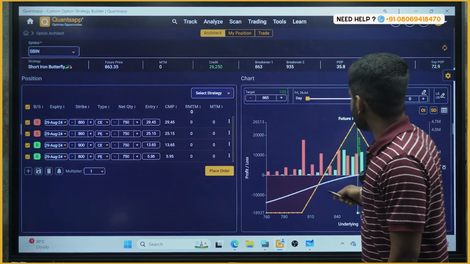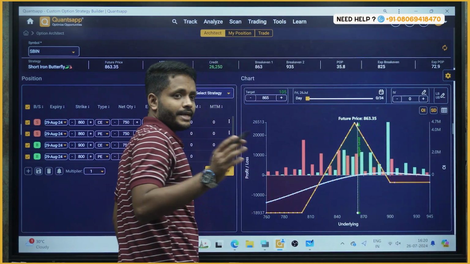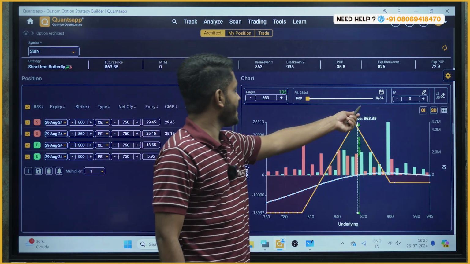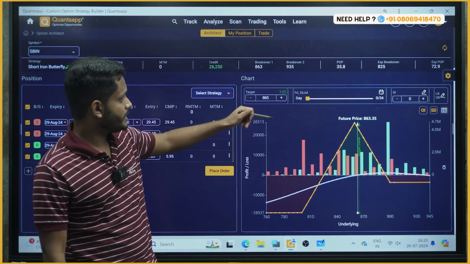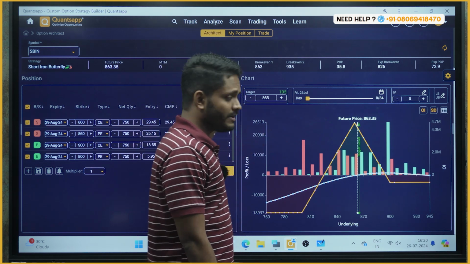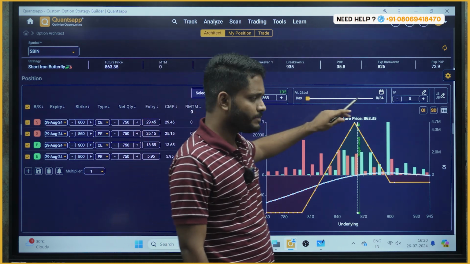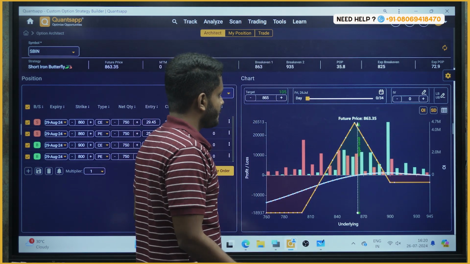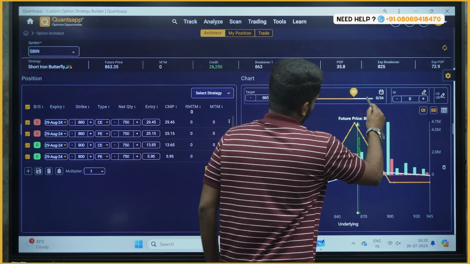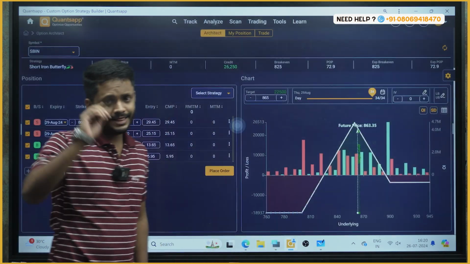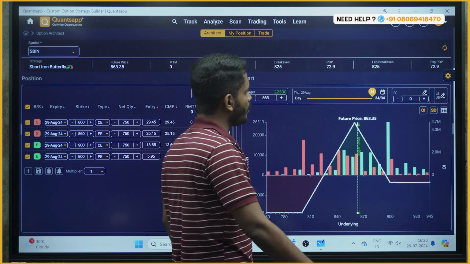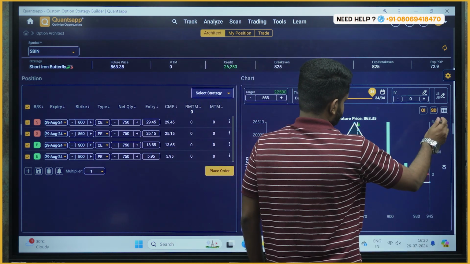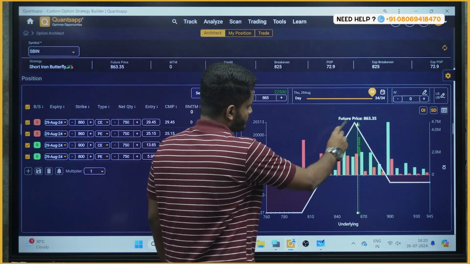Now see here for 29th August, you can see the expiry. There are 34 days pending for this expiry. Today is 26 July and the expiry will be on 29th August. So say for example, I am willing to hold my position till the expiry. Now see how the payoff looks.